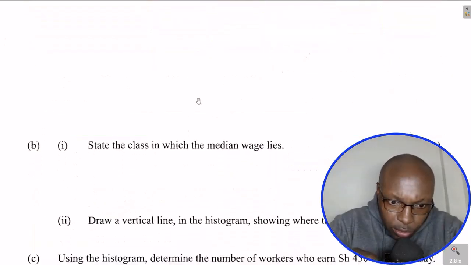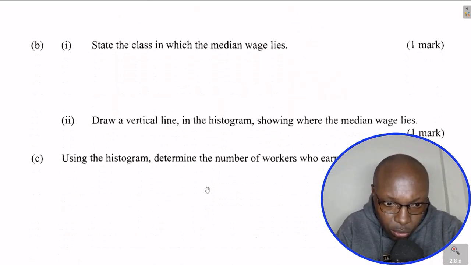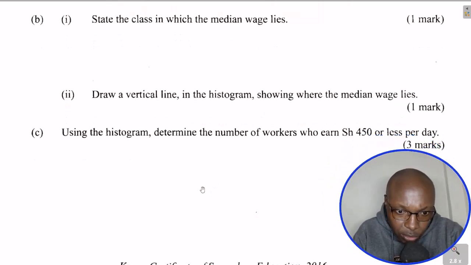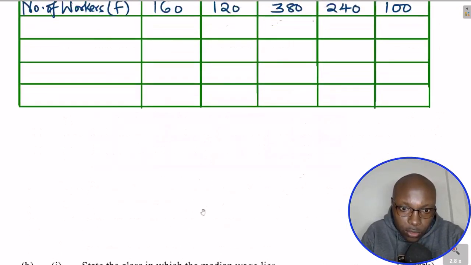The other question, part B: state the class in which the median lies, 1 mark. Then 2, draw a vertical line in the histogram showing where the median wage lies. Part C: using the histogram, determine the number of workers who earn 450 shillings or less per day. So those are the questions.